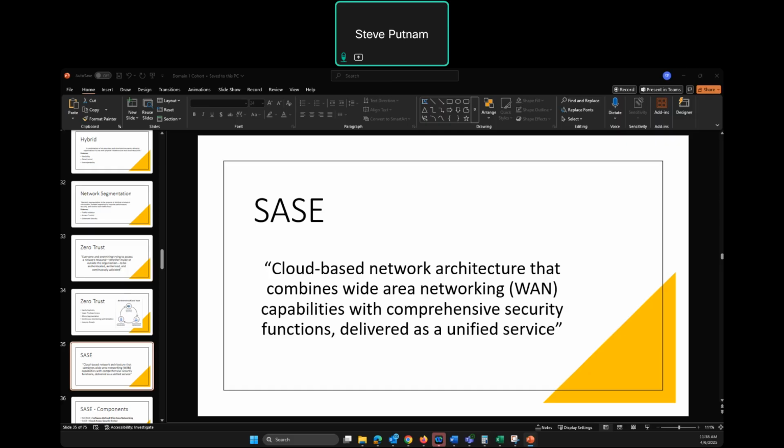So you need a more integrated approach. SASE brings together networking and security services into a single cloud delivered service model. So this makes it easier to secure users, devices, and data across various locations.